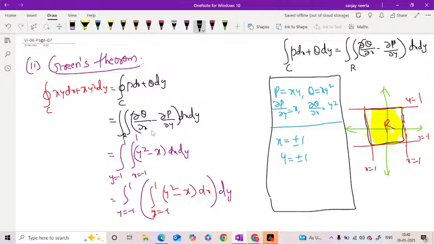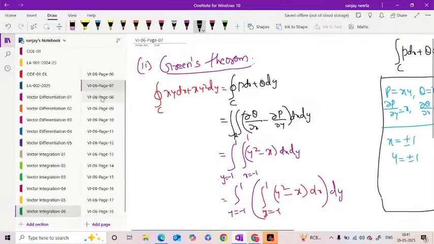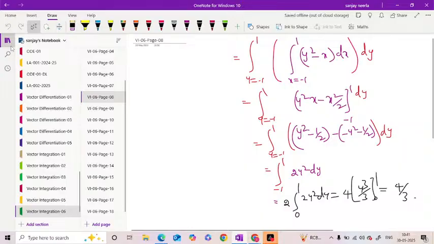After substituting, dou Q by dou x is y square and dou P by dou y is x. After substituting, we get the double integral, where x is running from -1 to +1 and y is also running from -1 to +1 because it is the square region. Just do the normal double integral. You can evaluate first x then y, or first y then x, that is your choice. After simplification, this double integral gives 4 by 3. So this is the Green's theorem approach.